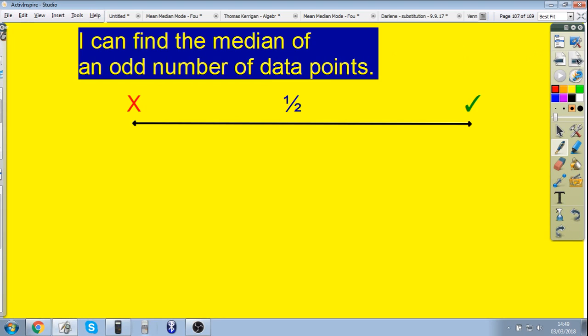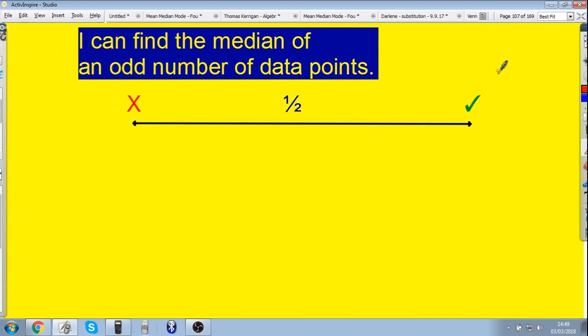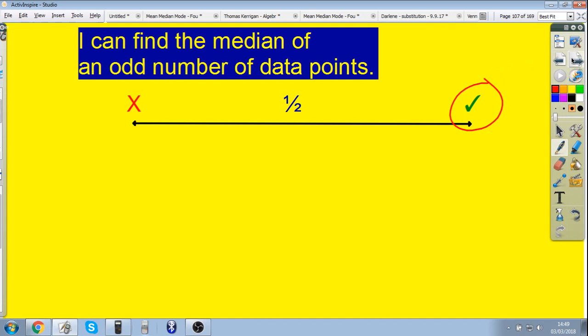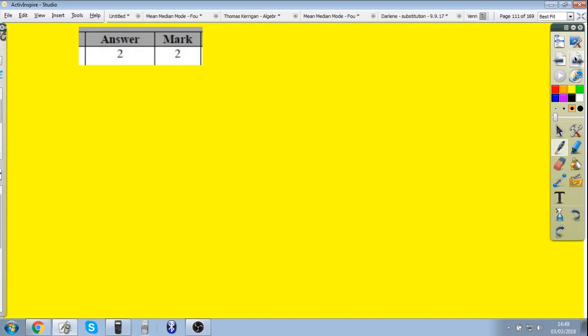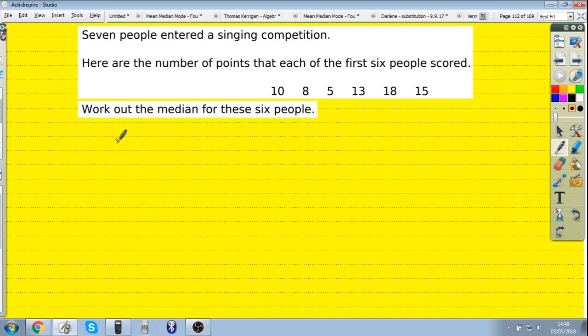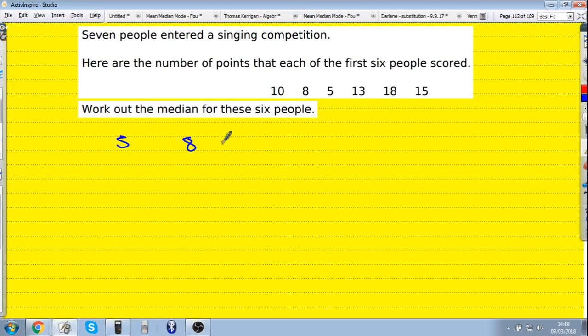Okay, grand. I can find the median of an odd number of data points. Okay, so this one from smallest to biggest. Skip this. Okay, so this one smallest to biggest: 5, 8, 10, 13, 15, 18. What is the median? How do you do that?